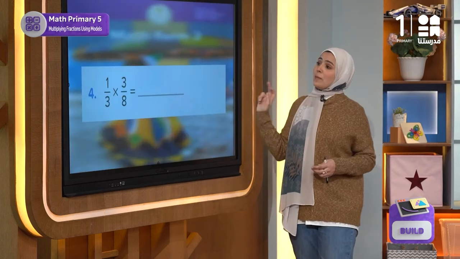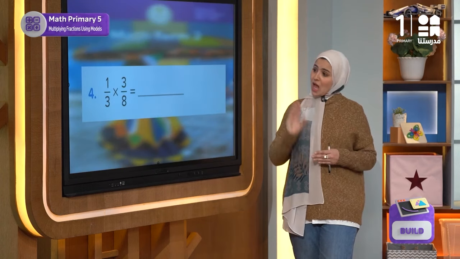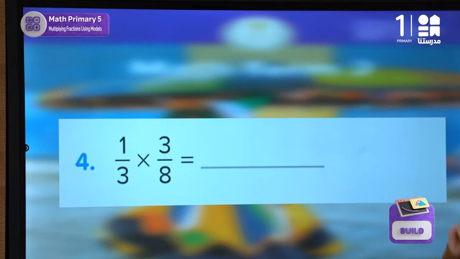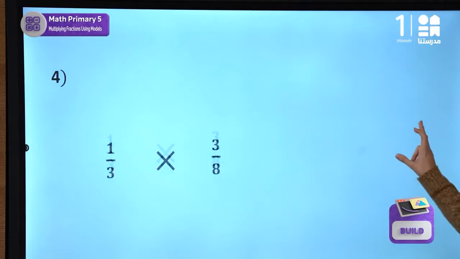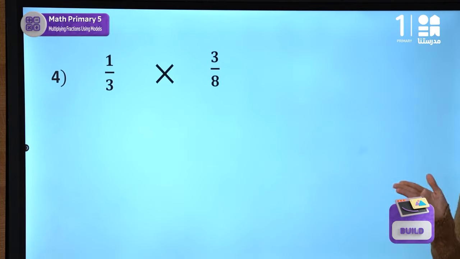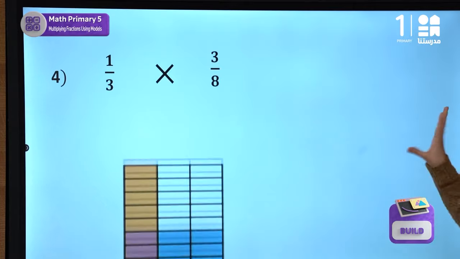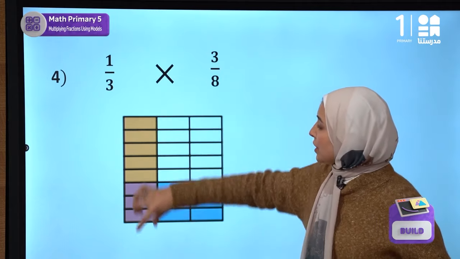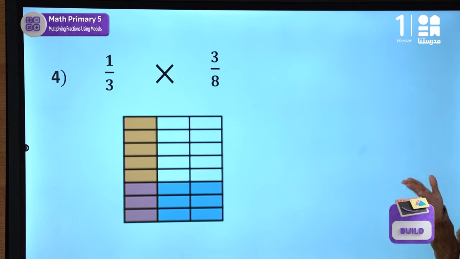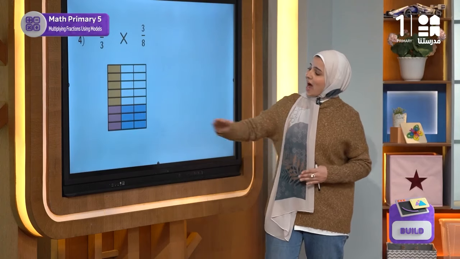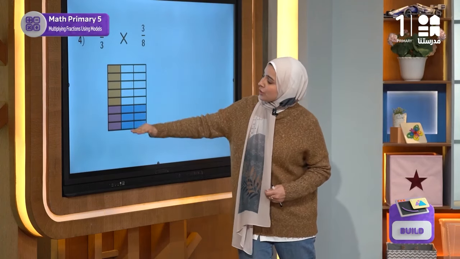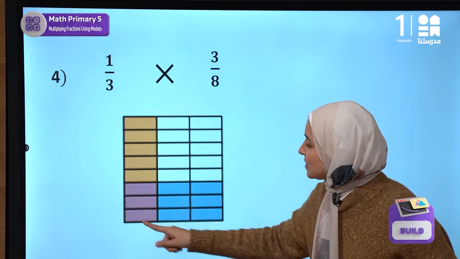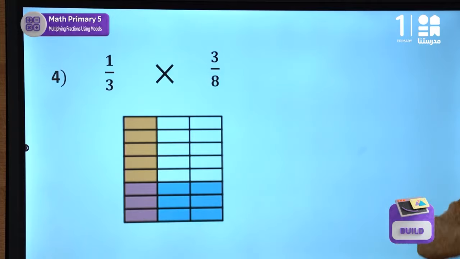Now let's move on to problem 4. We have 1 over 3 times 3 over 8. I'm going to do the same exact thing. So we are going to draw one model that takes both numbers together. For the 1 over 3, I will divide it into 3 parts and I will color only one column like that. For the second number, which is 3 over 8, I will have 8 rows and I will color 3 rows like that. With this, I will see that these are my overlapping colored boxes.